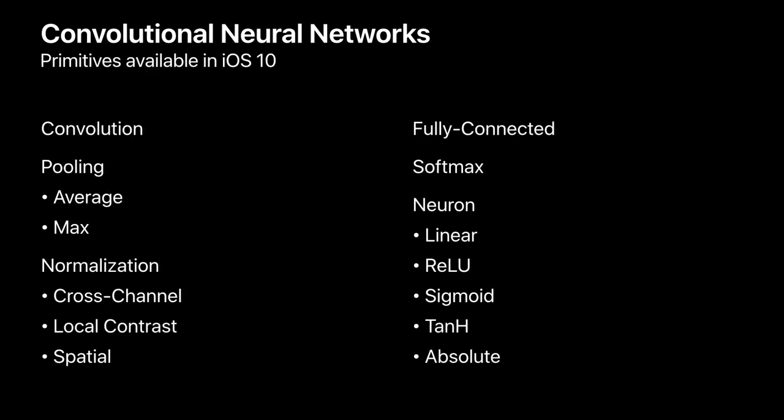And here's a list of all of the CNN primitives we had available in iOS 10. And in this recap, I will be just talking about the core convolution layer, the core building block of the CNN. And the rest of these primitives are covered in great detail in our documentation. So like pooling, fully connected, softmax, you can find information on those. So let's talk about the core building block.